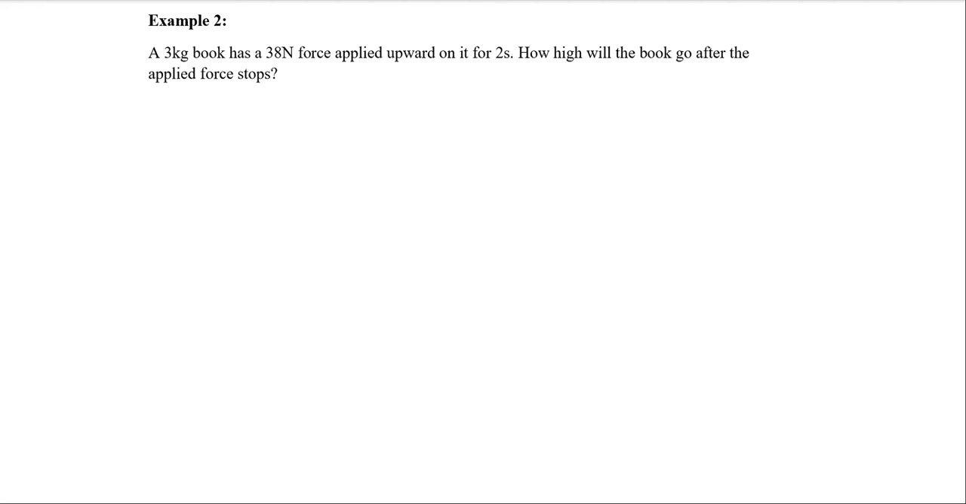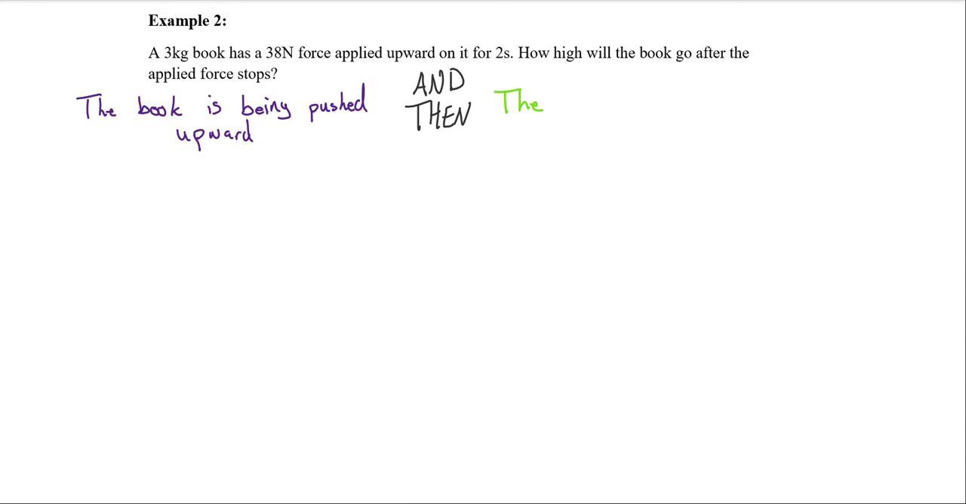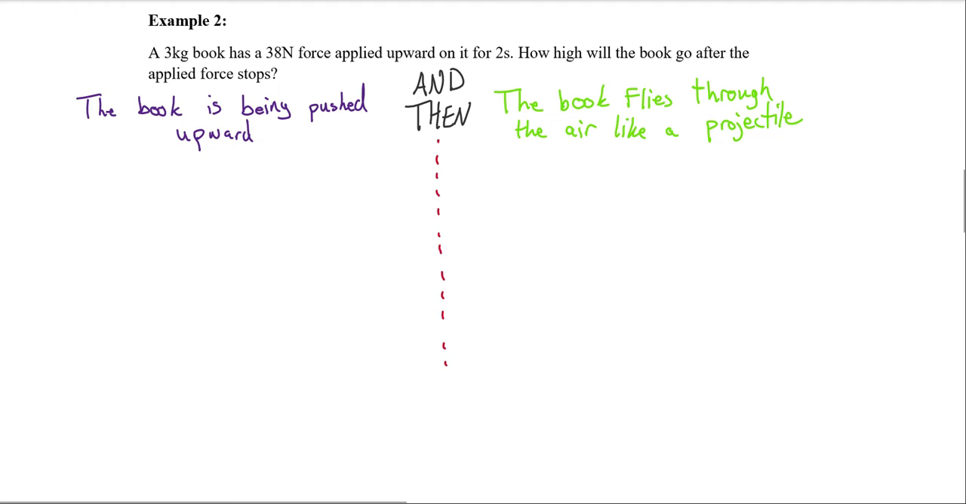Because if I tried to re-summarize this problem, I would say the book is being pushed upward, and then the book flies through the air like a projectile. And in these two situations, there are different forces being applied, so I need to separate this into an "and then" situation. So as before, I'm going to begin highlighting my values, and I'm going to color code it.